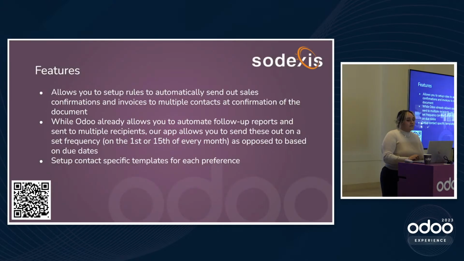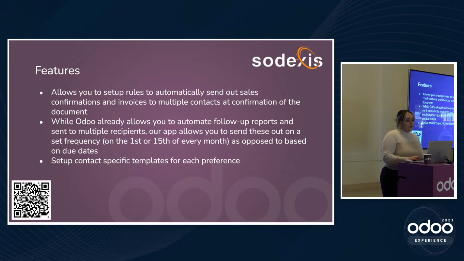Our app allows you to set up rules to automatically send out sales confirmation and invoices to multiple contacts at the confirmation of the document. So when you confirm the sales order, it'll auto-send. When you confirm the invoice, it'll auto-send. So it's automation and kind of like a CC field.